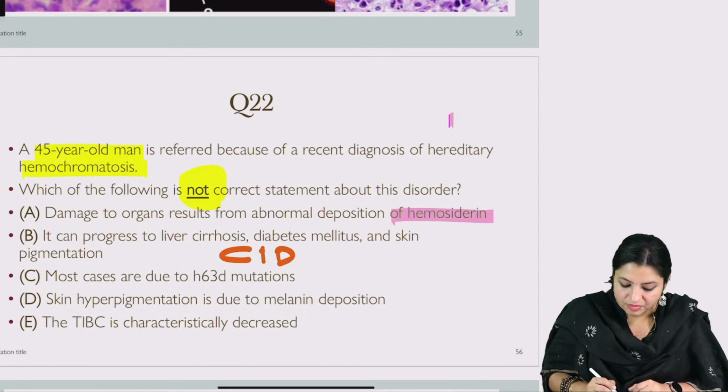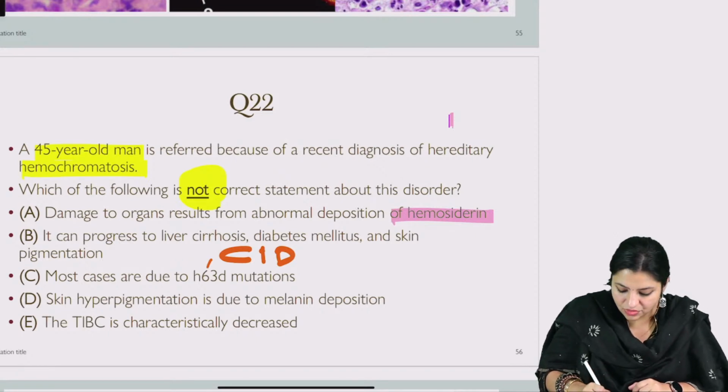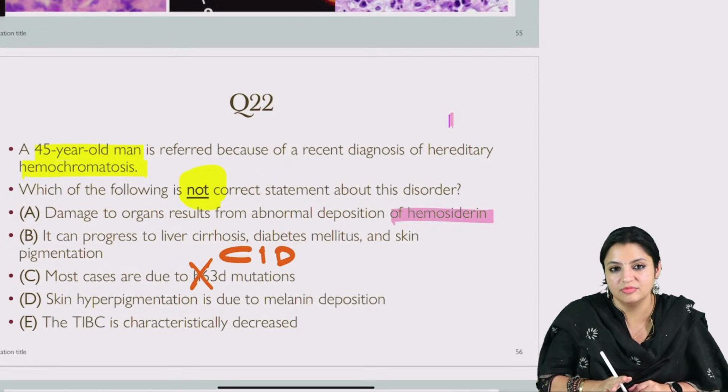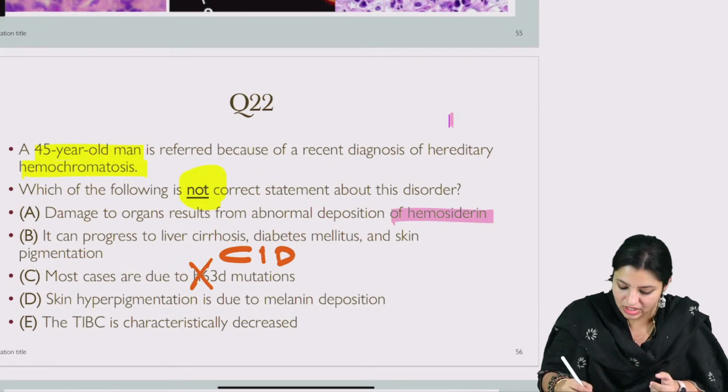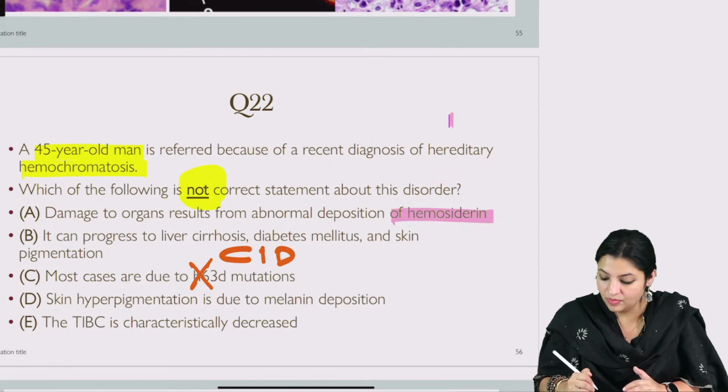Apart from that, most cases are due to HLA-H3D mutation. Absolutely wrong. This mutation is not the most common in hemochromatosis. That's wrong. It is seen, but it is not very common, okay. So it's a second common mutation. The most common mutation I'll just show you now after this.